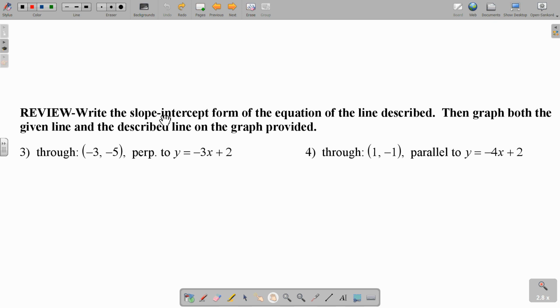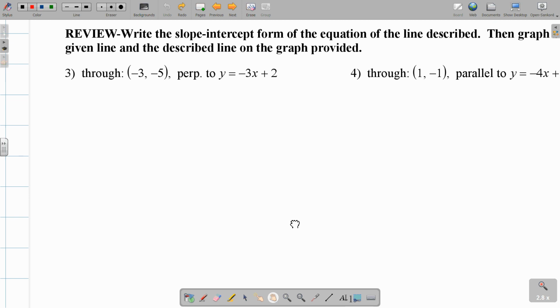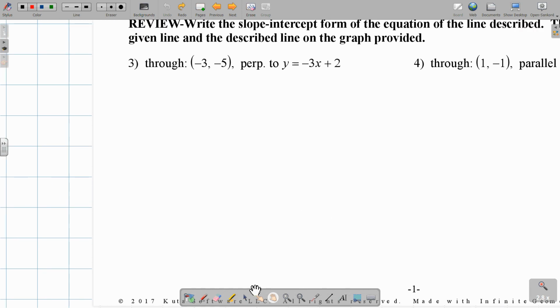It says write the slope-intercept form of the equation of a line described. Then graph both the given line and the described line on the graph provided. There is no graph provided, but we're going to make one. We're going to do this one together on the left.